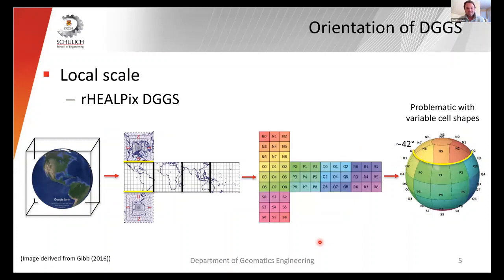So we were interested in this idea when we were studying the RHLPX DGGS, in particular how it could be orientated to suit different regions at a local scale. For those of you not familiar with this DGGS, it is a quadrilateral based approach that is constructed essentially by projecting an ellipsoid such as WGS84 onto the 6 faces of a cube, partitioning each face into square grids, and then ultimately inversely projecting those cells back onto the ellipsoid.